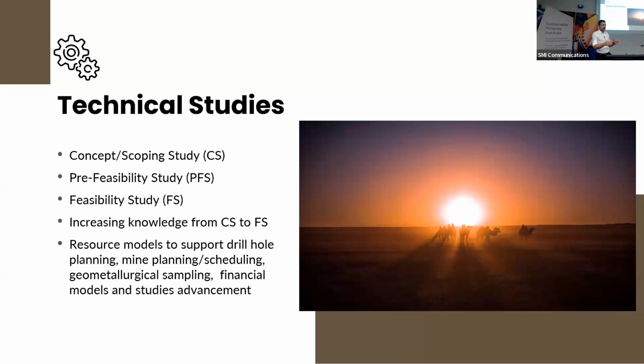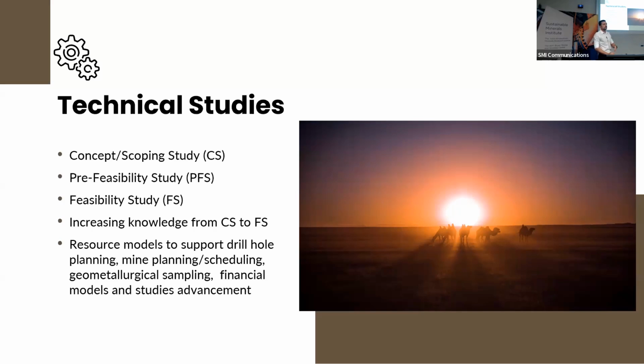And one of the bases of all of this understanding and of those studies will be the resource model, the geological model and the block model where you estimated the grades. I mentioned that. So this will support you in the drill hole planning, the mine planning, and advancing the financial models and advancing with the project life. And just before you think that this is just a random picture with camels, that's actually the Oyu Tolgoi area, the project from Rio Tinto. That's a very good example of a successful project that went through all of the different stages and is starting operations right now.